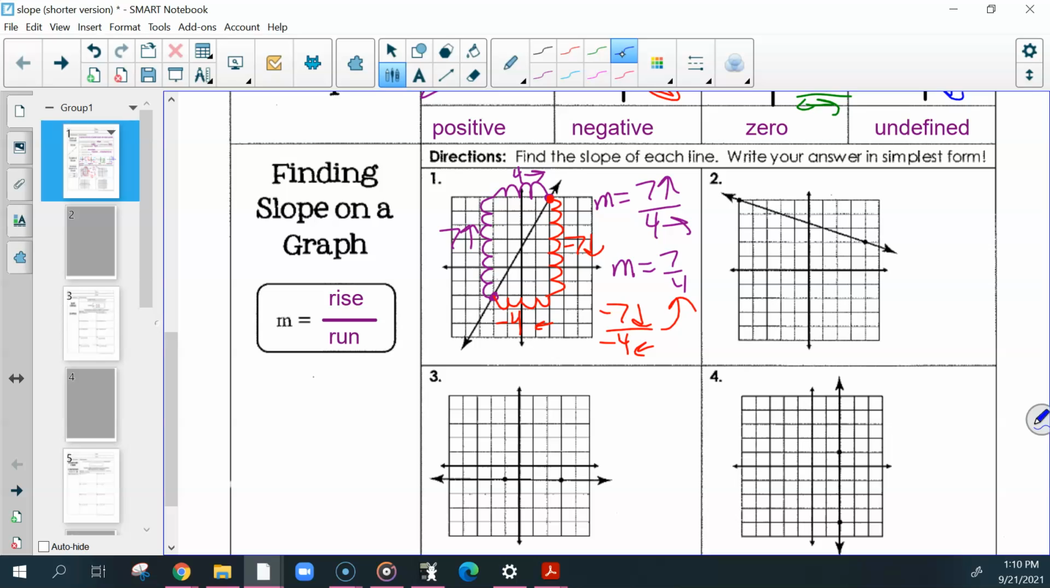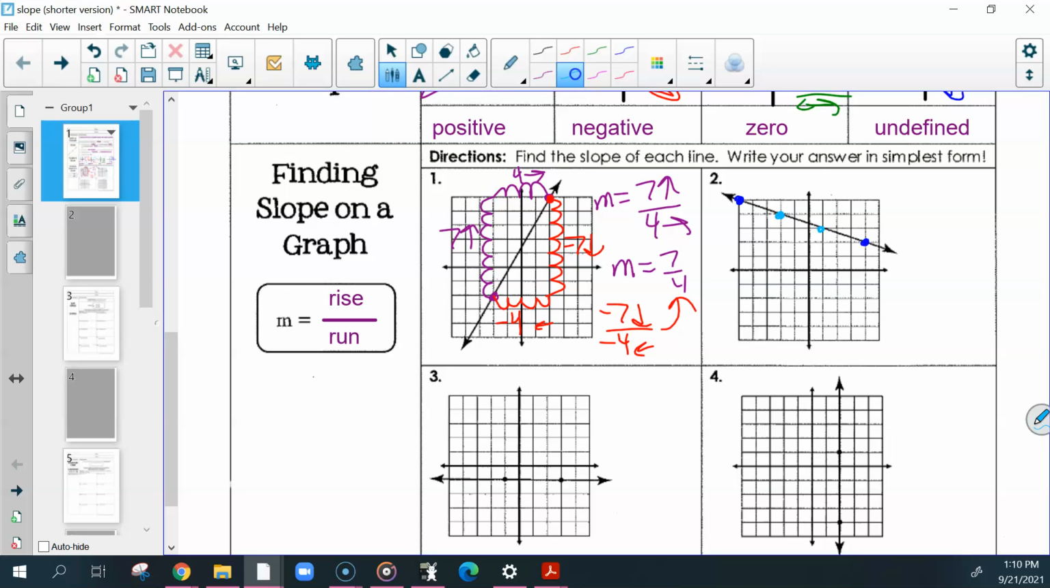Questions on number 1? Number 2, we're going to do the same thing. There are points already on here. But for this one, there are also other points. So you may have seen these ones first instead of the ones that were already there.